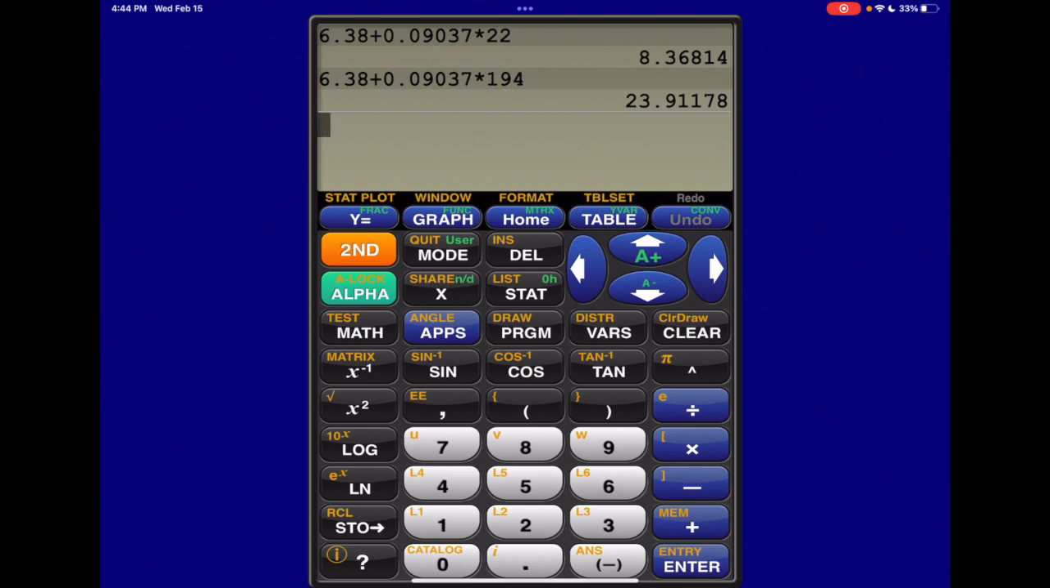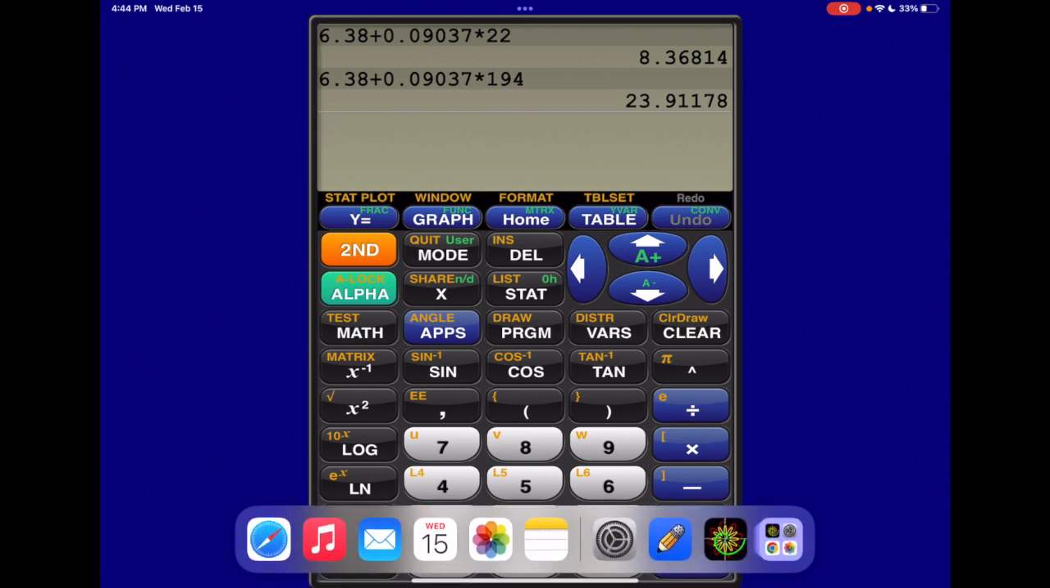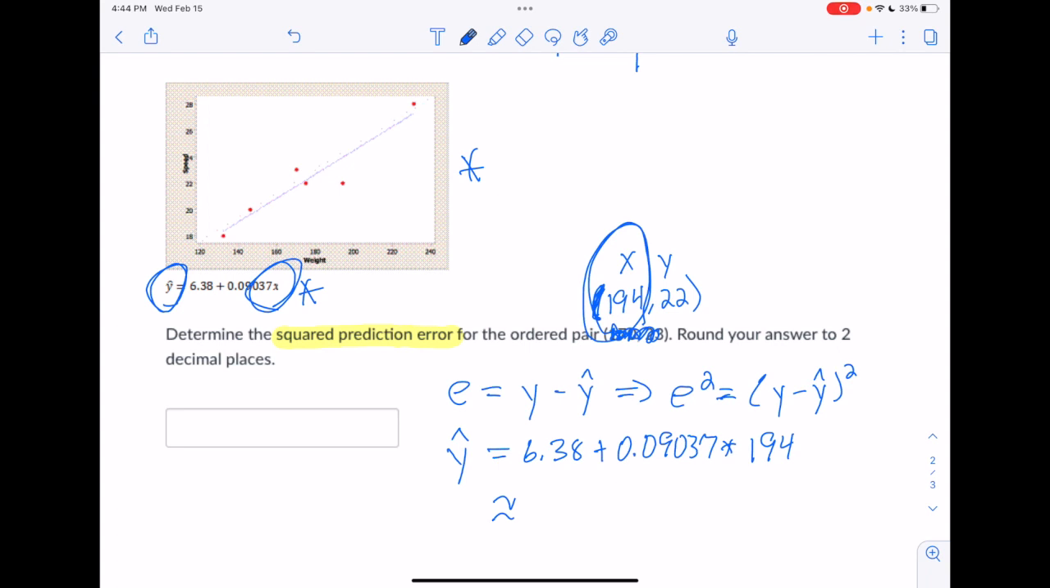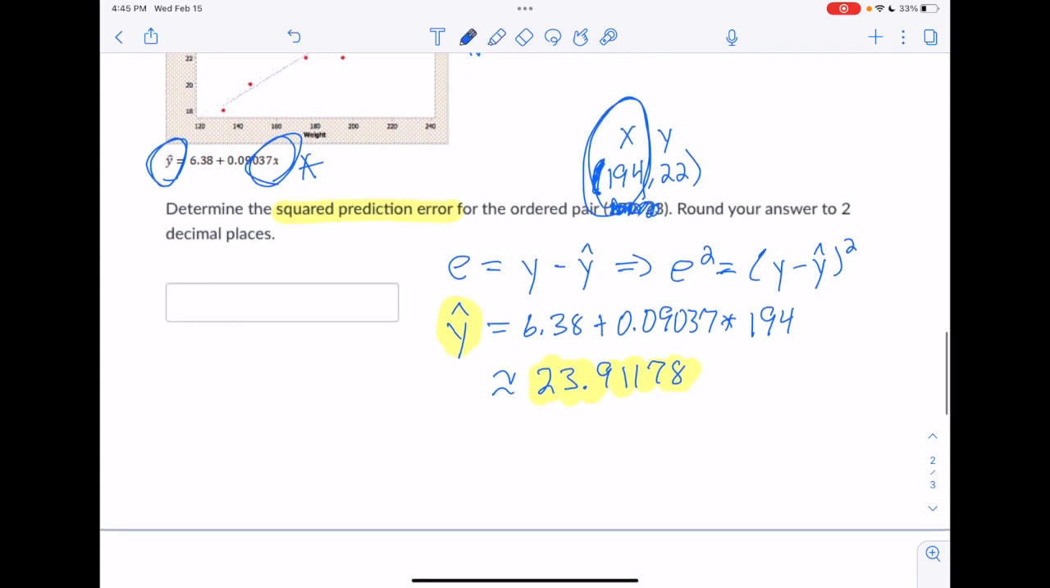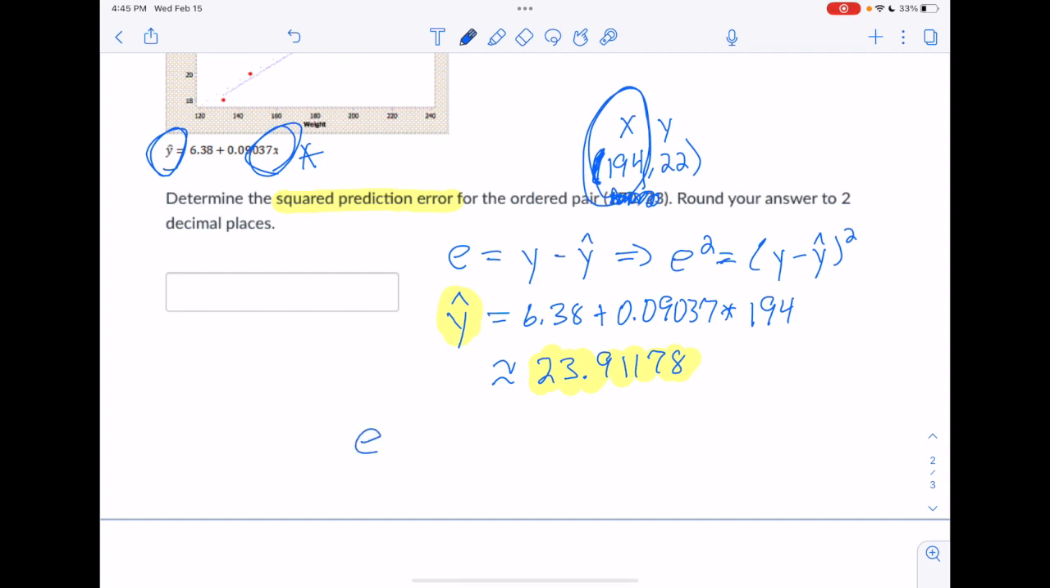Now, they said to put our answer to 2 decimal places. This is not our answer. This is just a number we're going to use to get our answer. So if you round, you bring in error. We don't want to round in the middle of the process. It can mess up our end answer. So I'm going to write that whole thing down, 23.91178. So approximately 23.91178. And again, that's not our answer. That's just our value of y hat. Right? We just found y hat. So we still need to compute e squared.